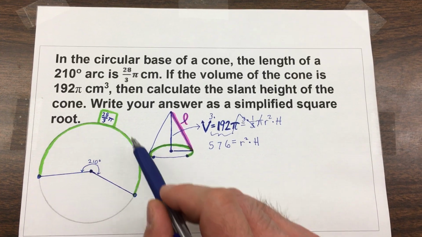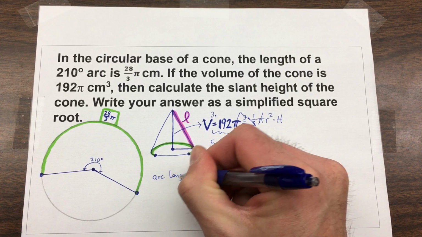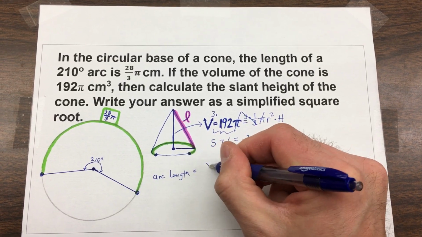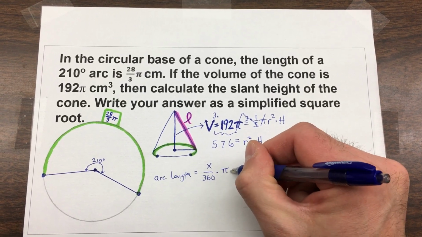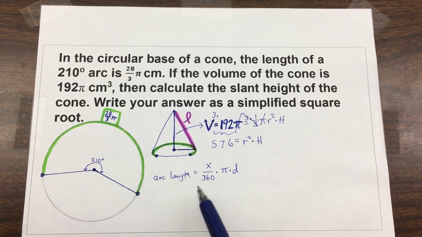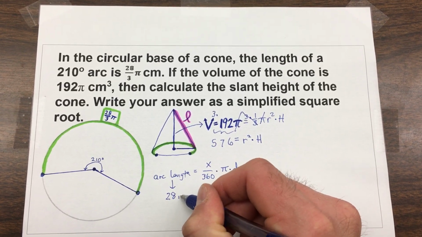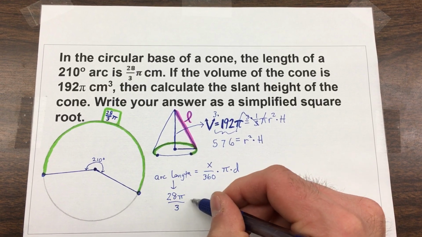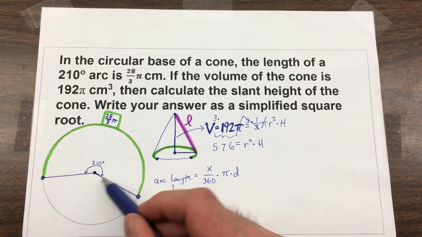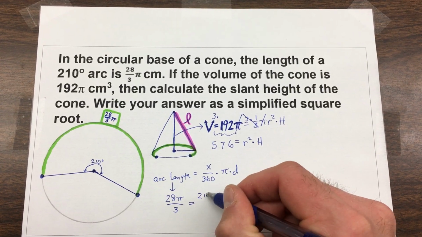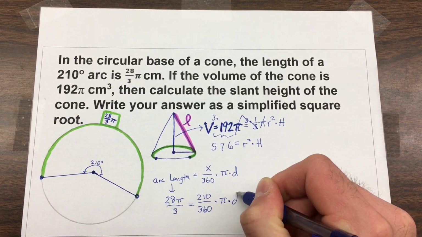So now, this was talking arc length. So now, if we use the formula for arc length, and arc length was equal to x over 360, that was the fraction of the whole circle, times pi times the diameter. It's the fraction of the circumference. Well, the arc length, we were told, was 28 pi over 3. And this is equal to x. What fraction of the circle does this represent? This is 210 degrees of all 360 degrees times pi times the diameter.